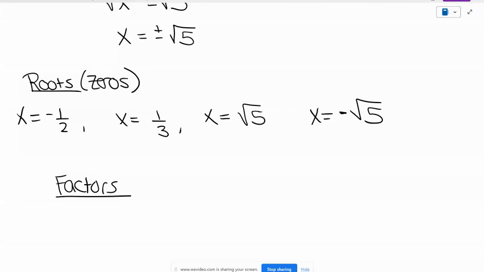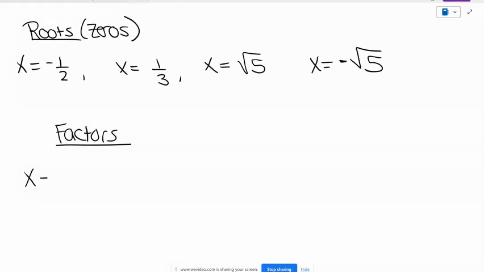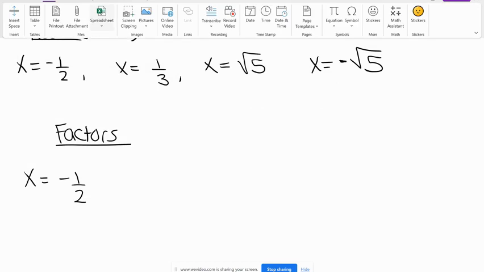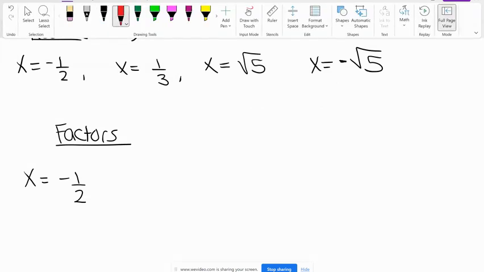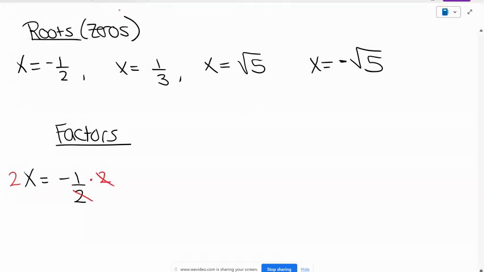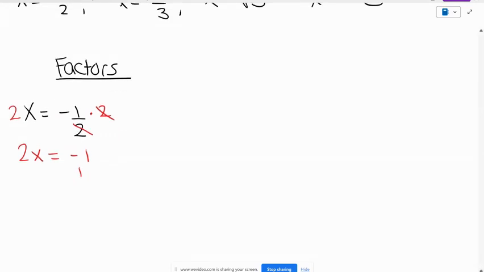I don't want you just to add the half over. Remember the two-step process? When we're dealing with a fraction, what should I do first? Multiply by 2. So x is equal to negative 1 over 2. I'm going to first multiply by 2, so then we're going to have 2x equals negative 1. Then what should I do? Add the 1, negative 1. So I'm going to add that 1 over. So our factor will be 2x plus 1. That's one factor.